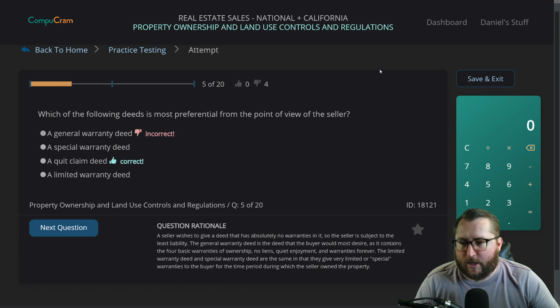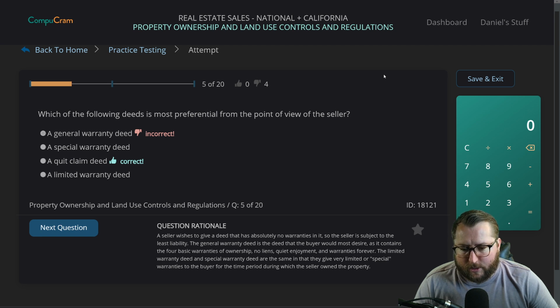Incorrect. A quitclaim deed, C. Question rationale. A seller wishes to give a deed that has absolutely no warranties in it, so the seller is subject to the least liability. The general warranty deed is the deed that the buyer would most desire, as it contains the 4 basic warranties of ownership, no liens, quiet enjoyment, and warranties forever.